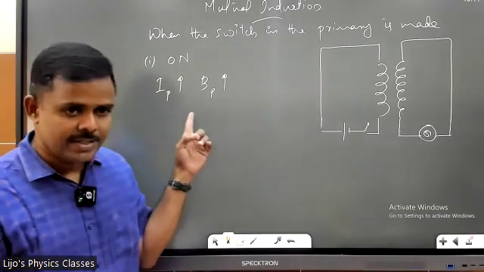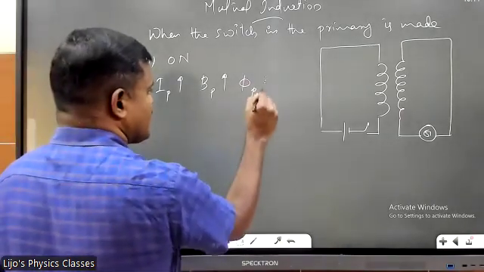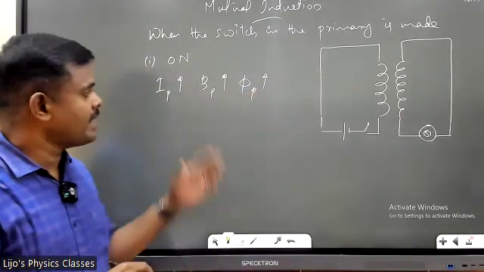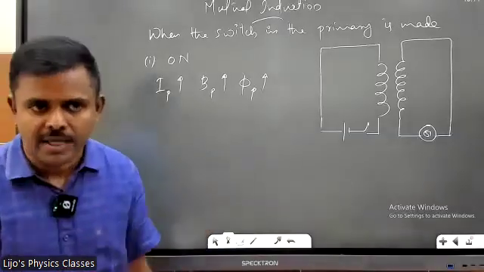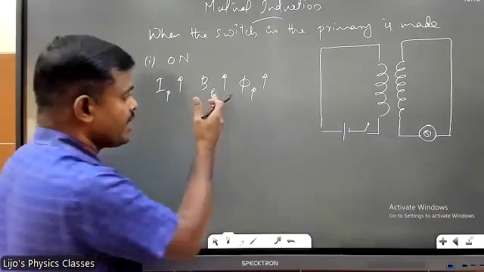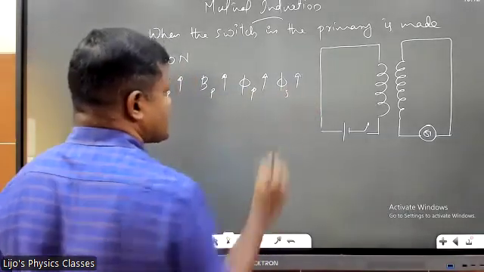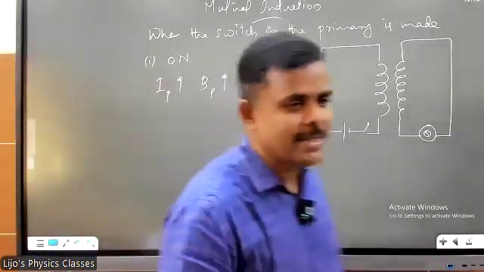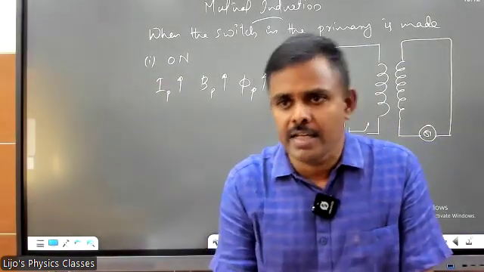Primary current increases, primary field increases, primary flux increases. As a common man, I would call it field, and somebody who learns physics would call it flux. So both are the same thing, in fact. Field increases, flux increases, flux in the secondary also increases. Look at this. I switch it on, primary current increases, primary field increases, primary flux increases, secondary flux increases.